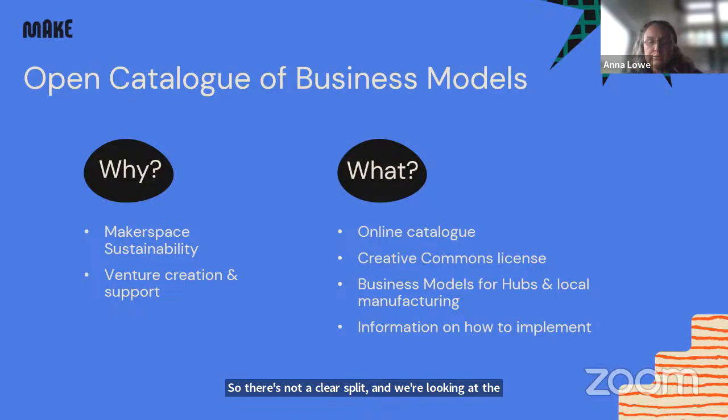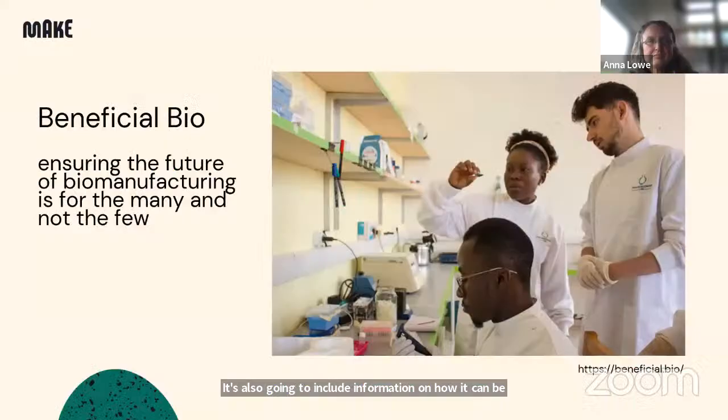We've run a number of co-creation sessions to find out what kind of information is needed. And one thing that came out very clearly is that this is not just about describing a theoretical model and leaving it at that. It's also going to include information on how it can be implemented in different ways. I wanted to talk about a couple of different examples that I've come across during the research work. I can only touch on a couple today, and there are many more.